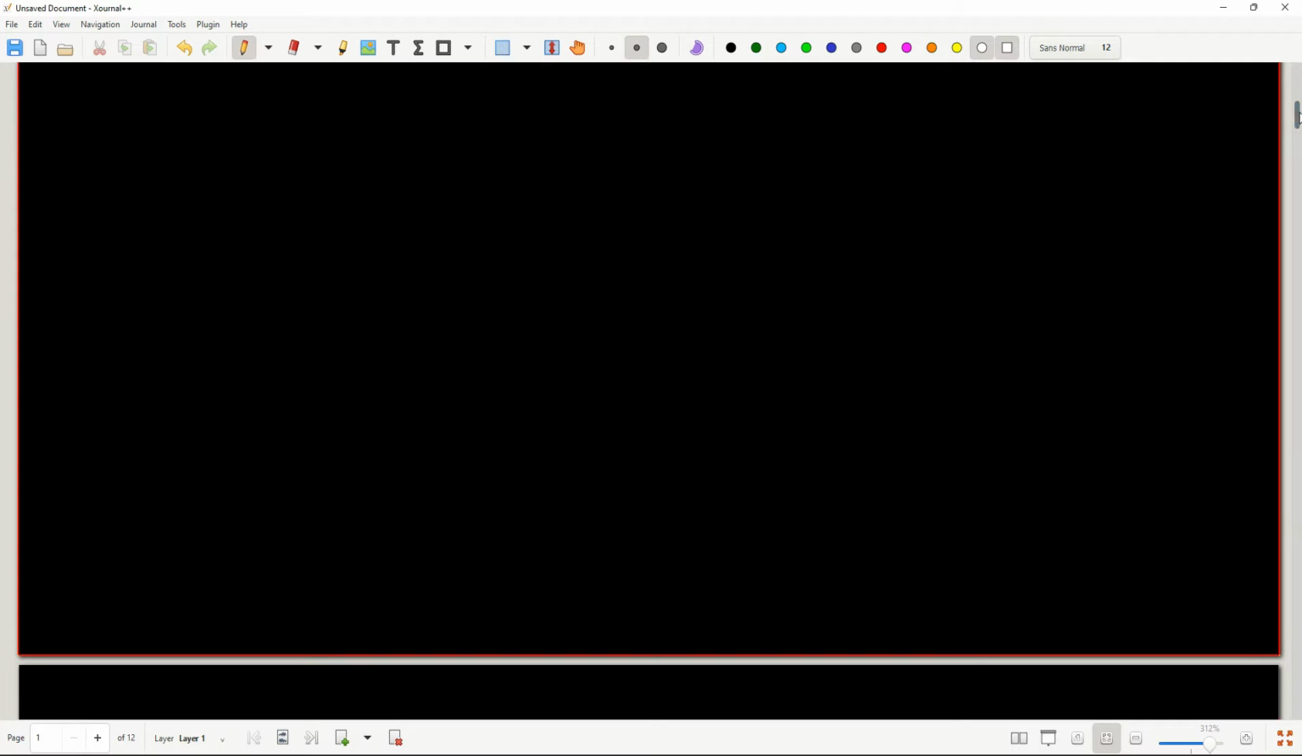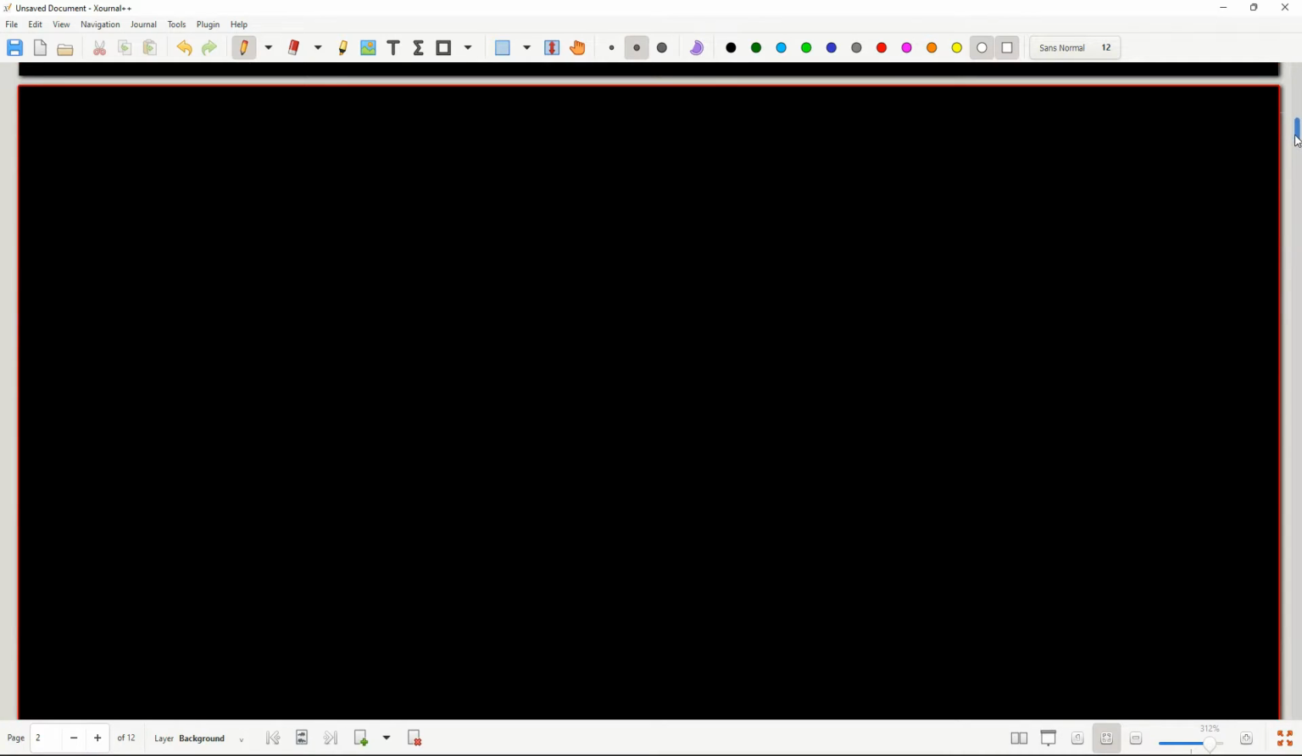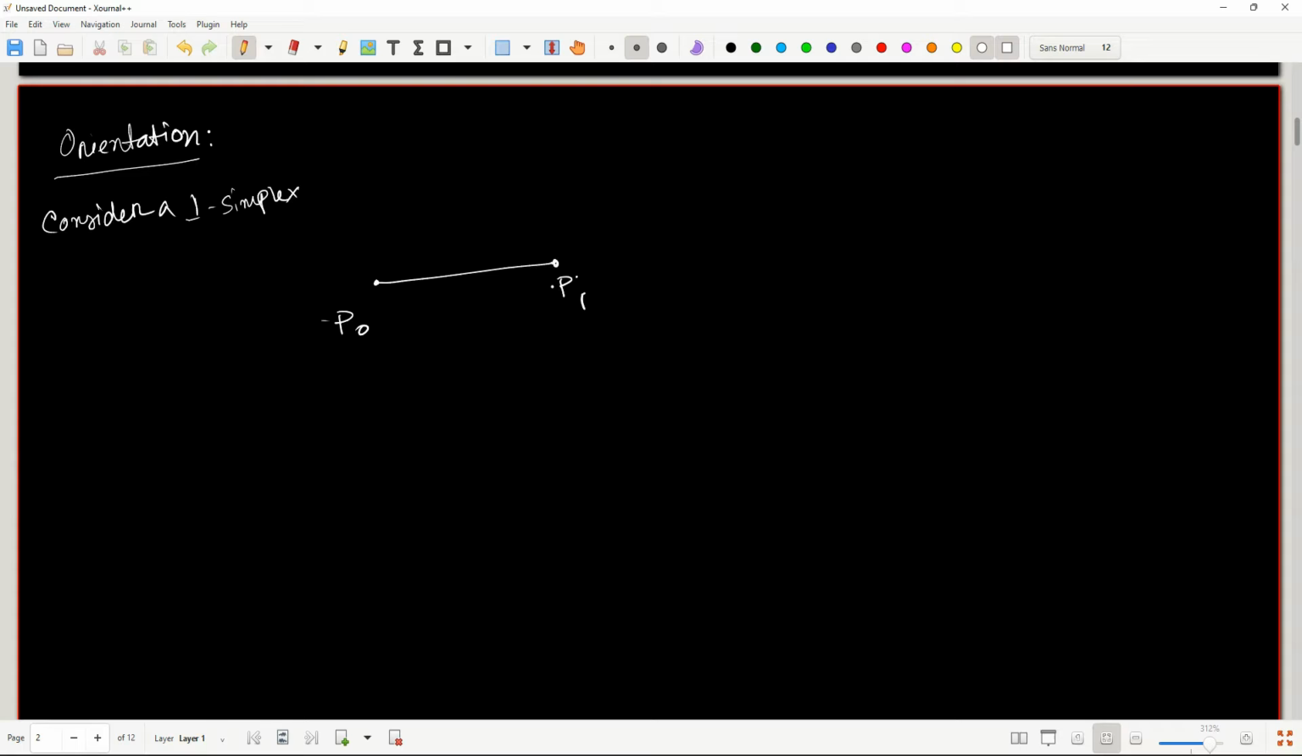So now we want to talk about orientations. Let's consider a one simplex that is given by this line. Let's say this is P0, this is P1. Now you can write it as P0, P1 or P1, P0, and both of them are correct in this case.